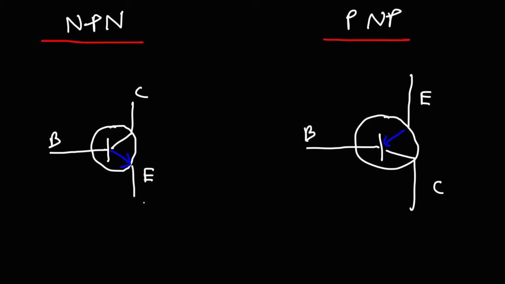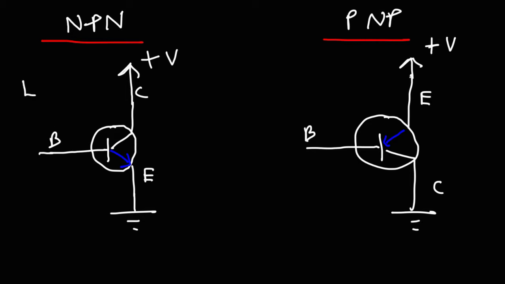Now for an NPN transistor, the emitter is usually connected to the ground. For a PNP transistor, the collector is typically connected to the ground. The emitter of the PNP transistor typically goes to the positive voltage source, and the collector of the NPN transistor goes towards the positive voltage source. Now the base of an NPN transistor also goes to the positive voltage source. But for a PNP transistor, the base goes towards the ground. Now you definitely want to connect a resistor to it because you want the base current to be very, very small.